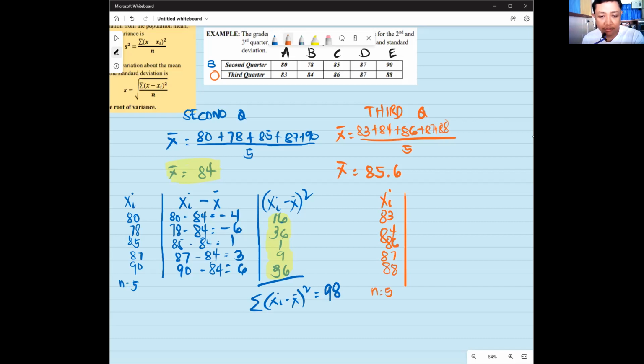Kindly solve for the differences of your data and your mean. Go. I want you to type your answers directly in the chat box, and we need not show the solution anymore. Automatically, press in the calculator 83 minus 85.6, because that's your mean for the third quarter. Game. Let's see. We're doing it step by step so that it becomes clearer. And for this one, it's you who should try it.